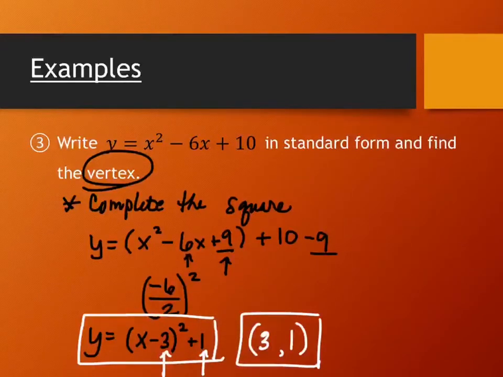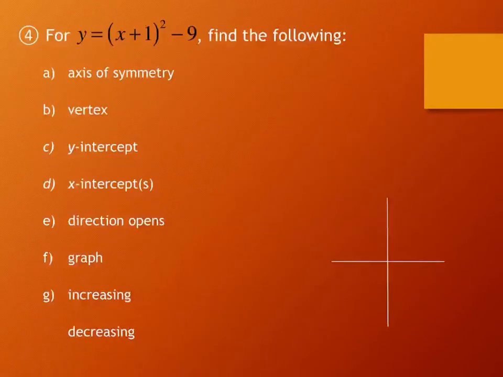All right, so the next example I'm going to do, we already have it in the standard form, so we're not going to have to work to get it there. It already looks like y equals x plus 1 quantity squared minus 9. And we're asked to find some pieces of information. These are much easier to find because of the way it's already presented. Your axis of symmetry is always the opposite of this value right here, so it's x equals -1. Your vertex is that same x value, -1, and the y value at the end, the -9.